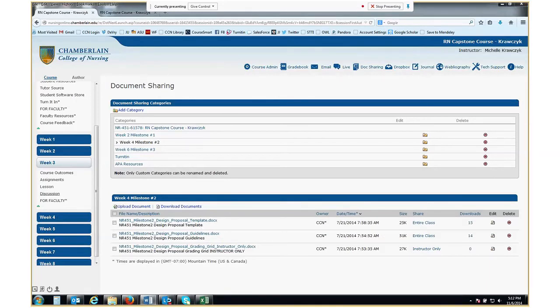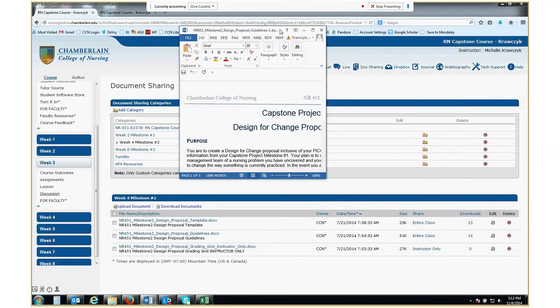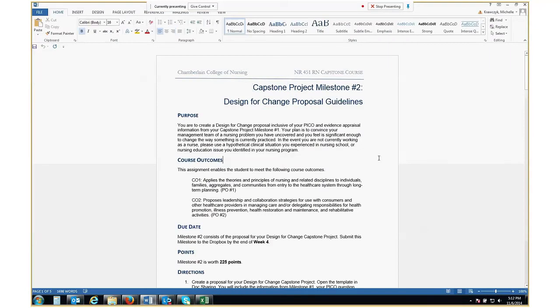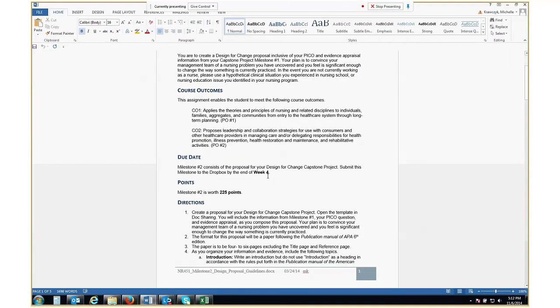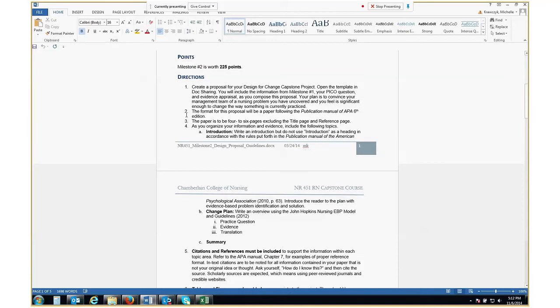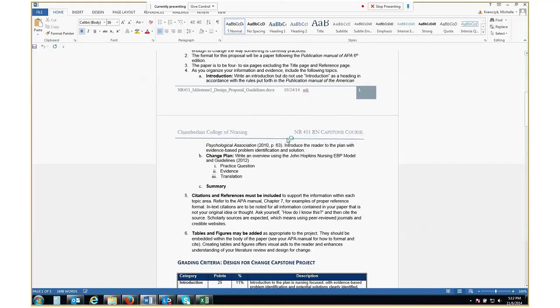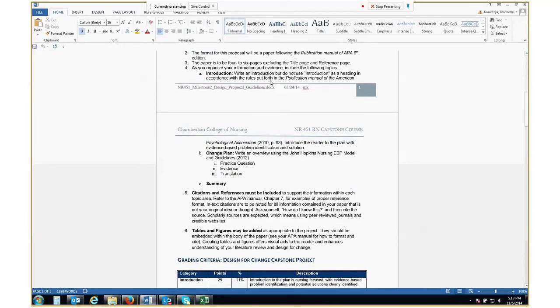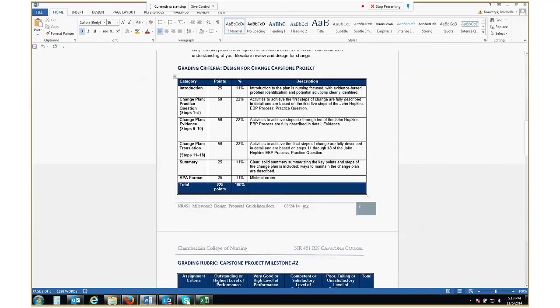This assignment is worth 225 points, so it's worth a pretty large chunk. And again, it's due at the end of week 4, but you should start working on this now. Here are some of the directions about the assignment. The assignment, let me look, is about 4 to 6 pages long, and it is going to be in APA format.